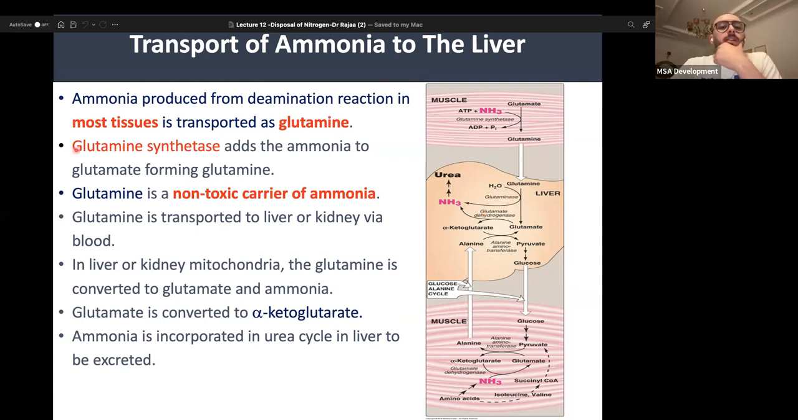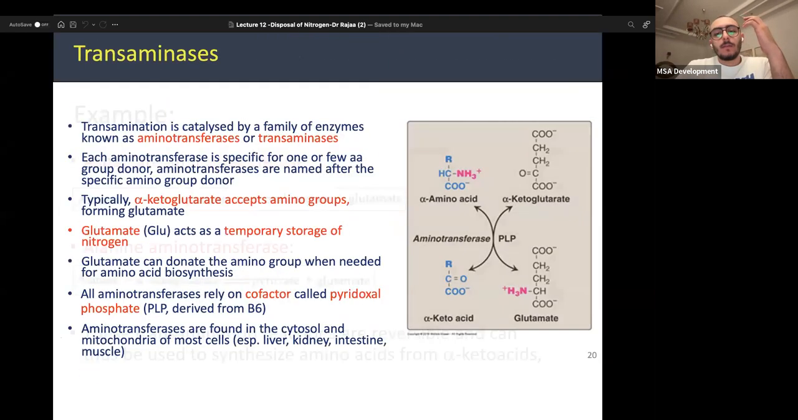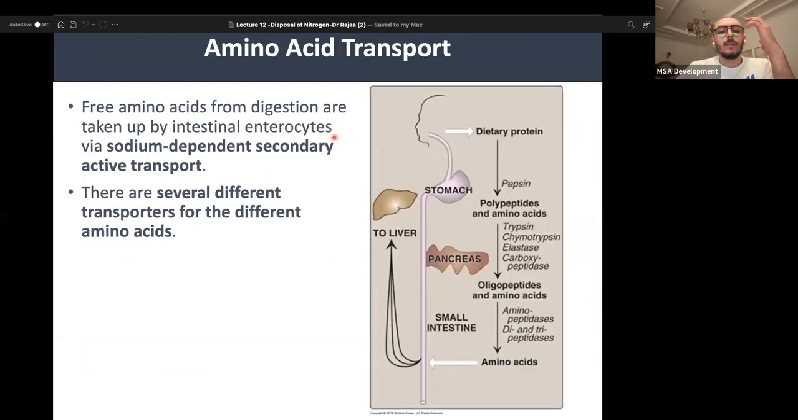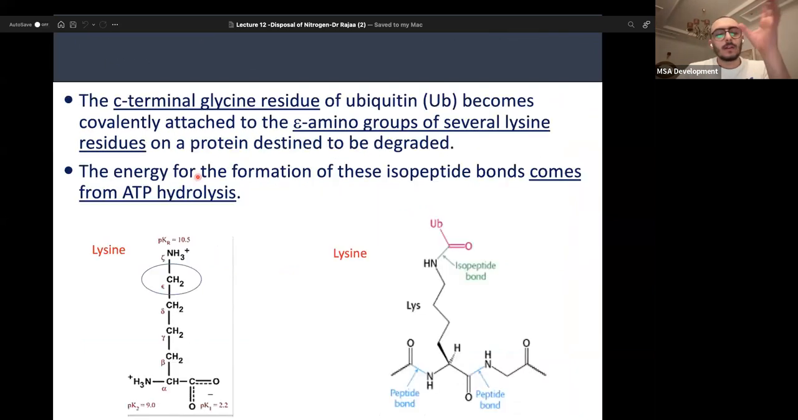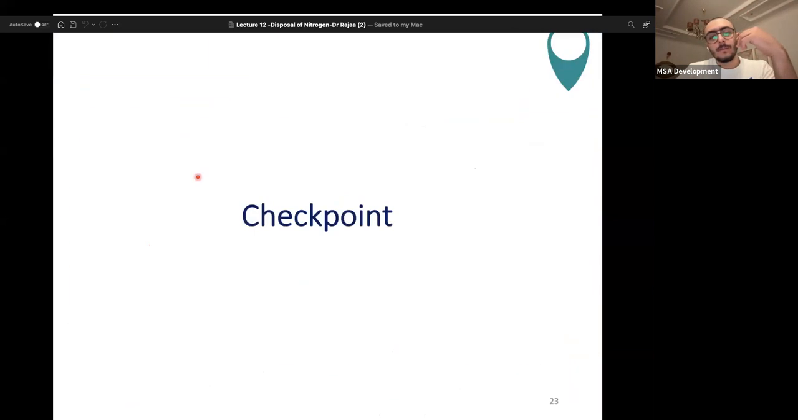Ammonia produced from deamination reaction in most tissues is transported by glutamine. Okay, whatever I explained before, remember how in the beginning, let me go back to the figure so that you will remember. Remember in this slide, I told you this is amino acid transport. I literally told you I'll be explaining the transport from stomach to the liver, because the rest of the lecture will be focusing on the transport from muscles to liver and from liver to kidney, because you get rid of amino acids through kidney, but you break it down in the liver, okay?